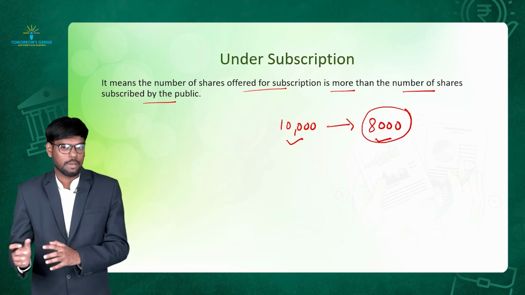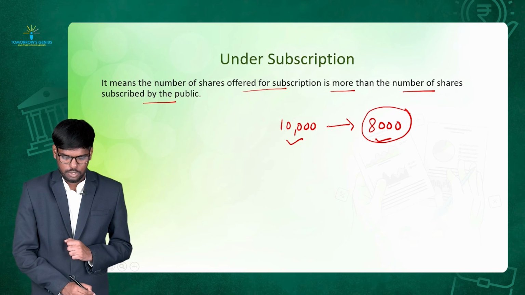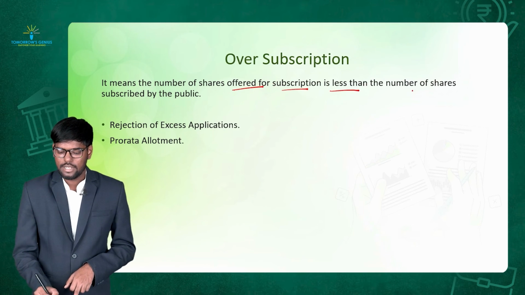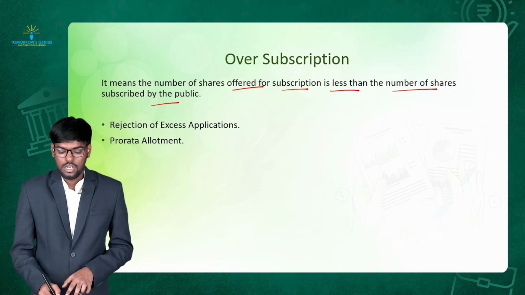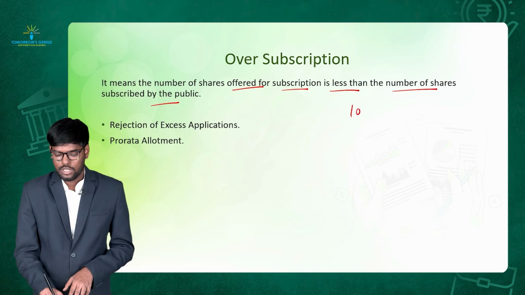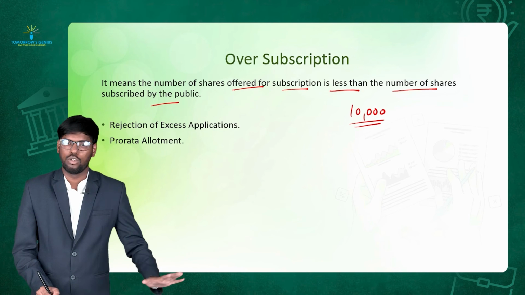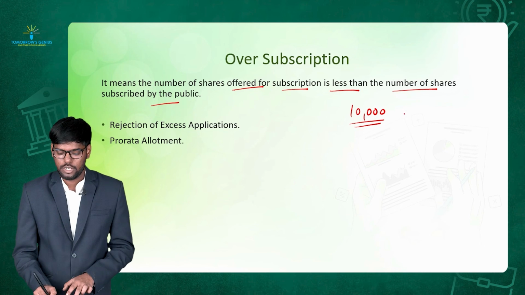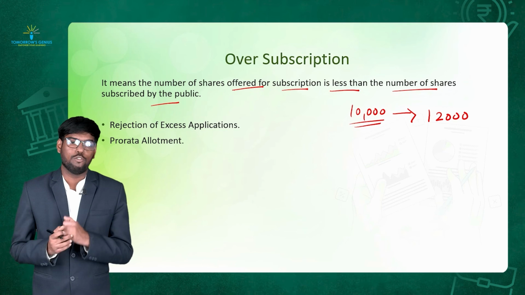After the under subscription concept, the next concept is over subscription. So what is over subscription? It means the number of shares offered for subscription is less than the number of shares subscribed by the public. So what does it mean? It means the company is willing to issue and allot 10,000 shares only, not more than that, right? The company wishes to issue and allot 10,000 shares, but the general public showed interest for 12,000 shares. So it is a case of oversubscription.